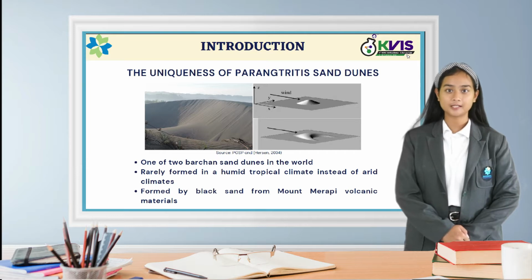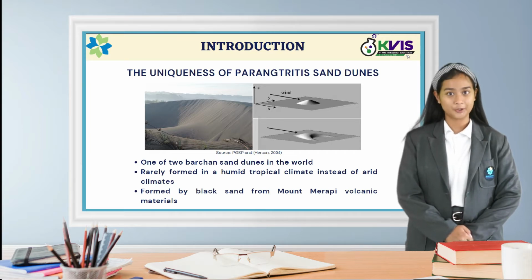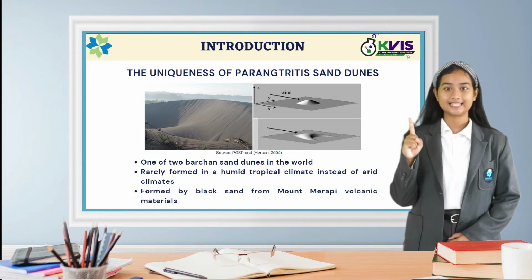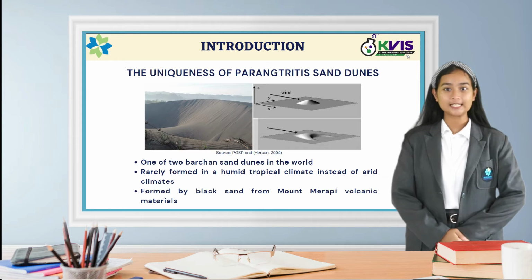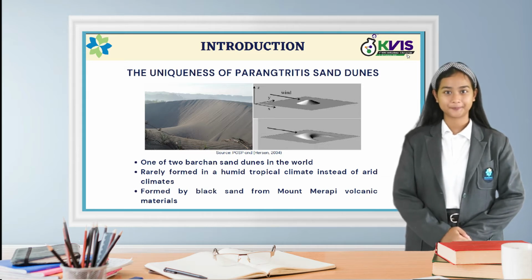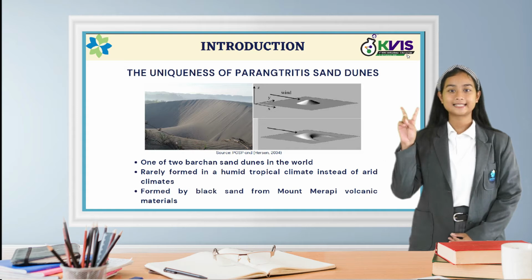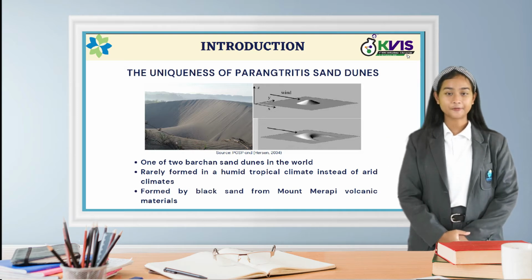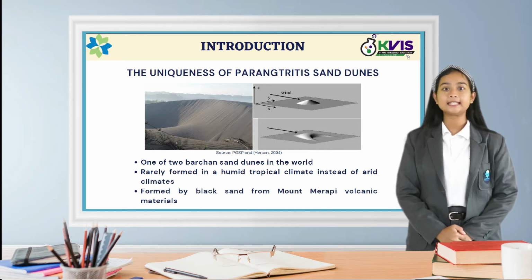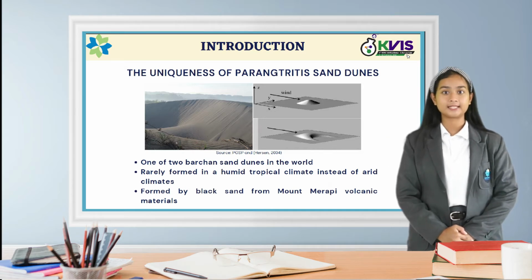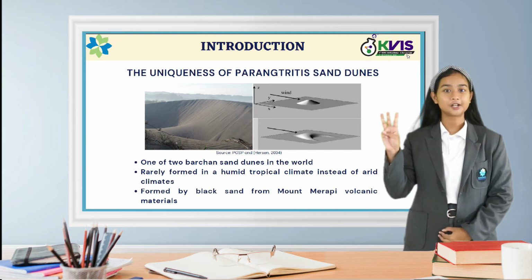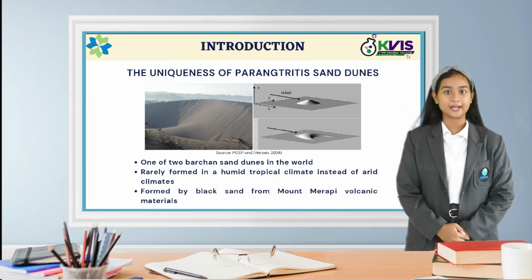Let us tell you the special things about Parangtritis sanduns. First, it is one of two prestigious types of sanduns in the world. The shape is shown in the figure. Second, it's rarely formed in a humid tropical climate instead of usual arid climates that sanduns form. Third, it is formed by black sand from Mount Merapi volcanic material.